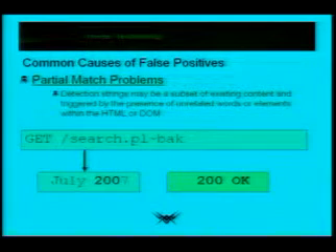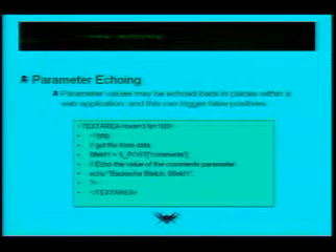The idea there is it's good to know these things because you can weed them out. If you're using these technologies, it can make your life easier to know what false positive types exist, and you can flag them. Parameter echoing is a big one, and here I've put my very elite PHP script.